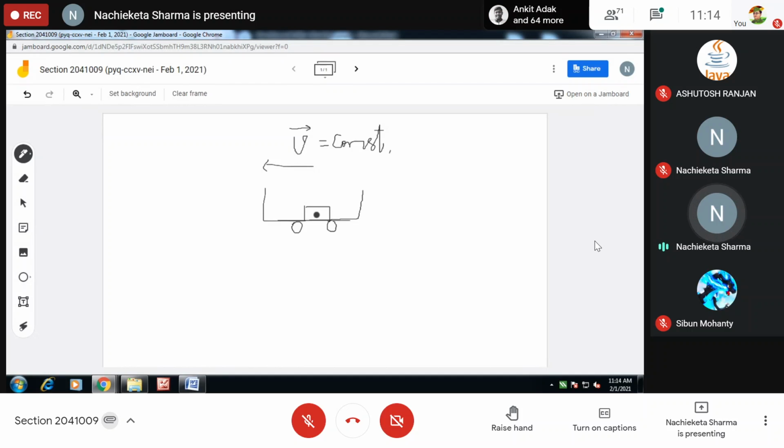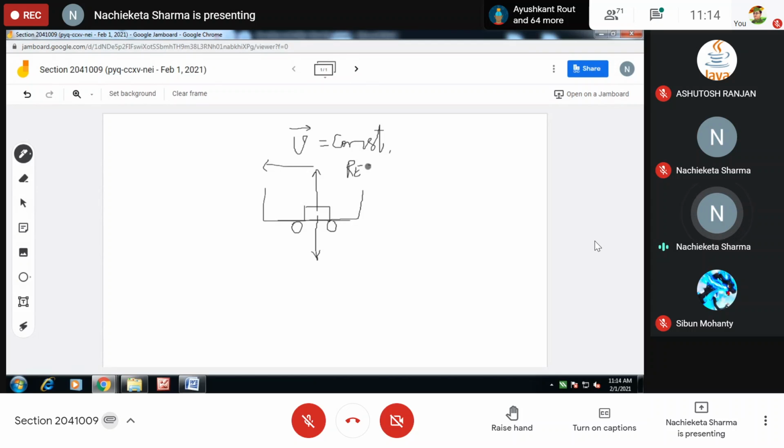What are the forces acting on the box? Weight vertically downwards, and the normal force vertically upwards. And there is no force because the box is at rest. Now, can you say what are the forces acting on the box?